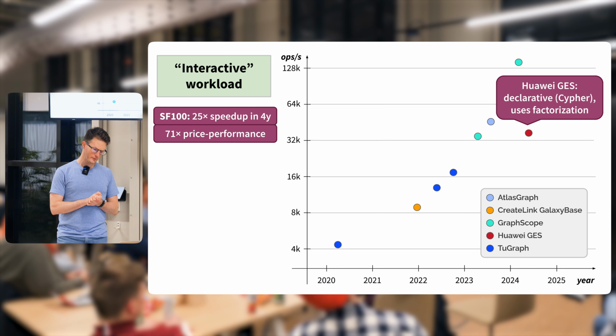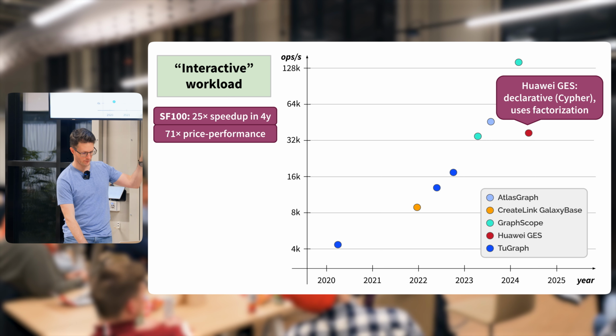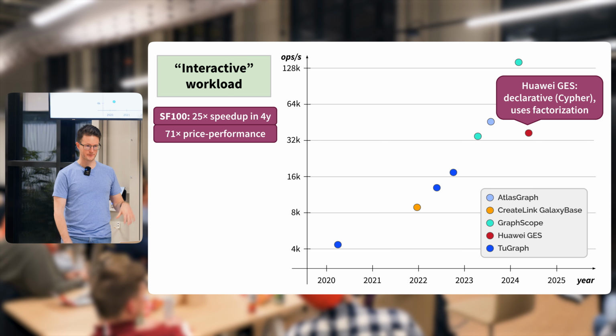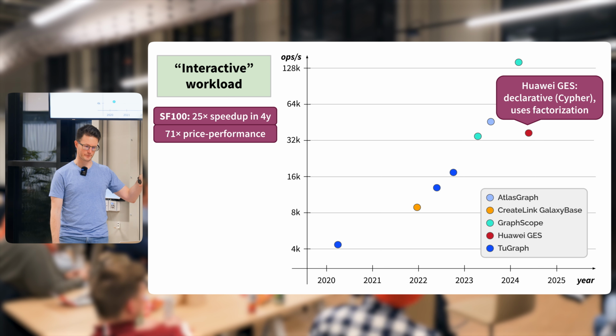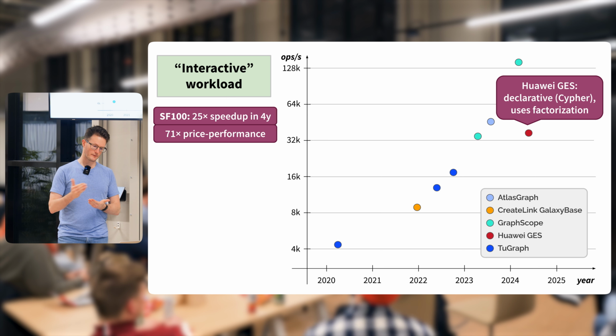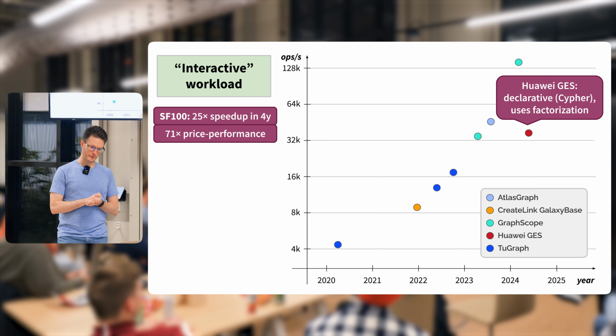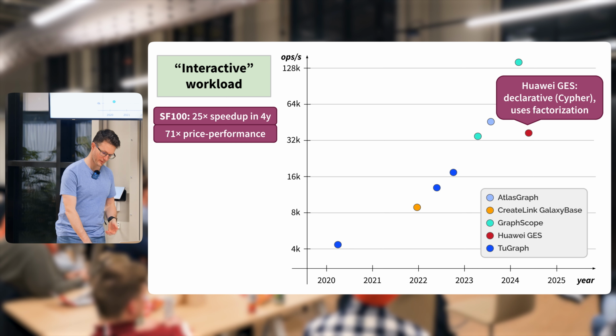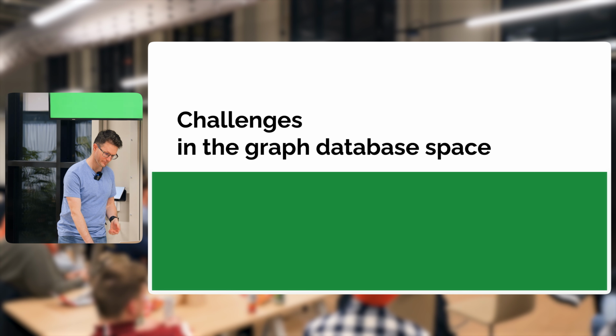Now, an interesting notion is the little red dot. It's not the fastest system, but this is the fastest system that uses a declarative language. This is the Huawei GES, the graph engine service, that is not only really fast, but it's actually making use of many of the techniques I've just shown. So it uses factorization, and it uses a sophisticated optimizer to make sure the queries are fast.